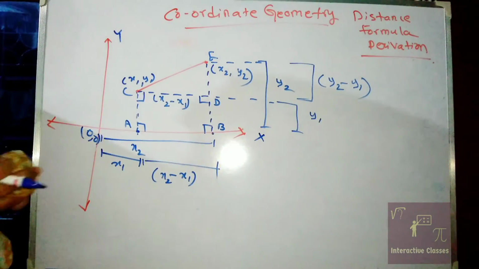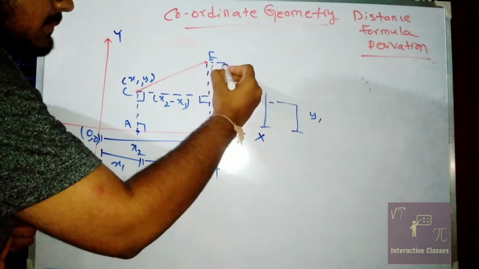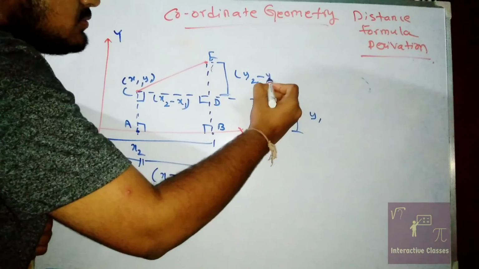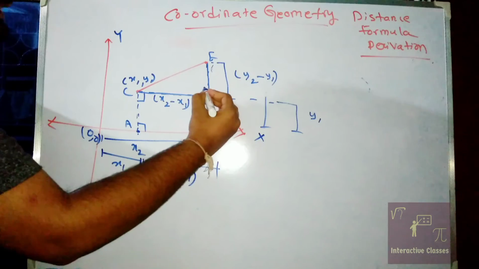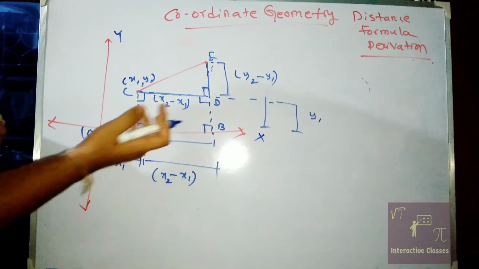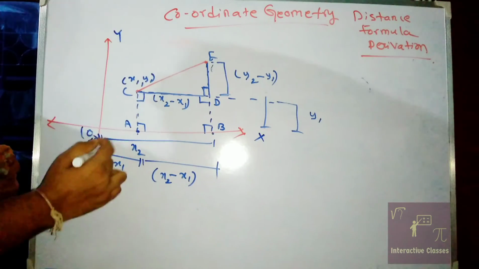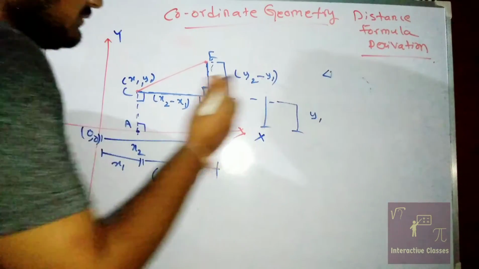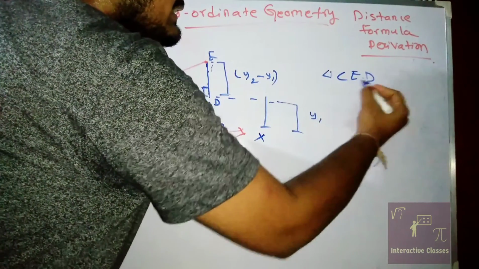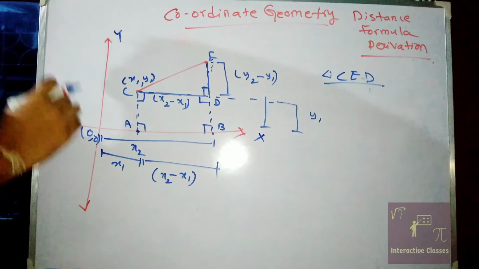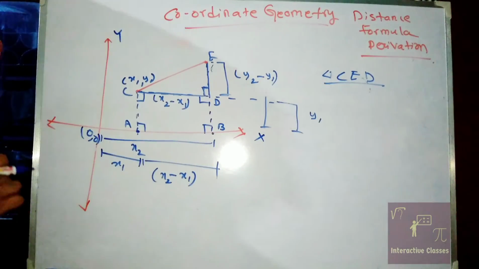Now let me erase and write only this part. This part is y2 minus y1. Now if you see, this is a right angle triangle. Obviously if this is 90 degrees, then this is also 90 degrees. So triangle CED is a right angle triangle where this side is y2 minus y1 and this side is x2 minus x1.